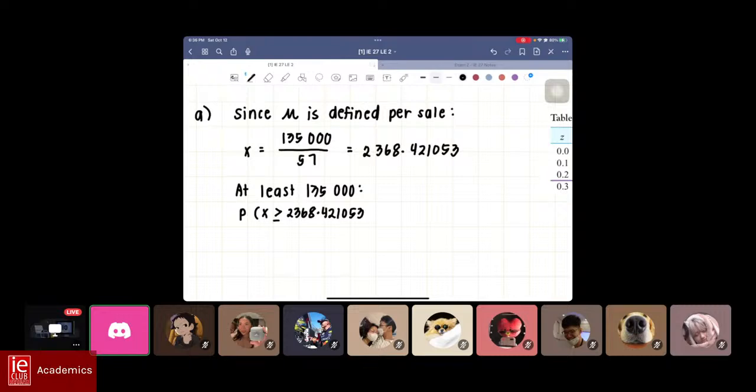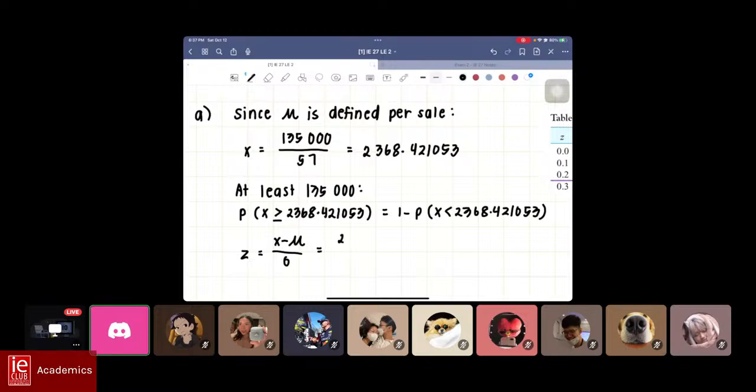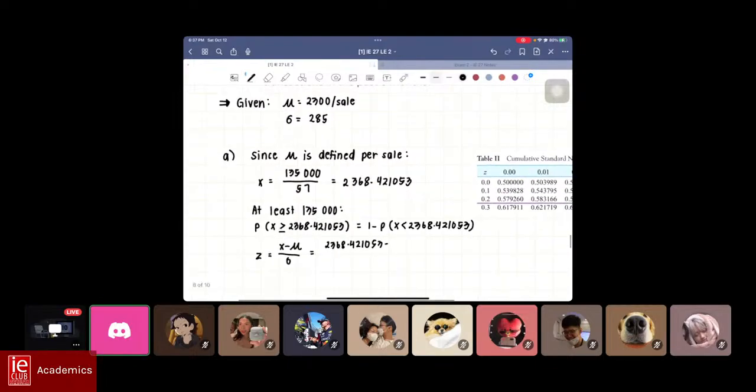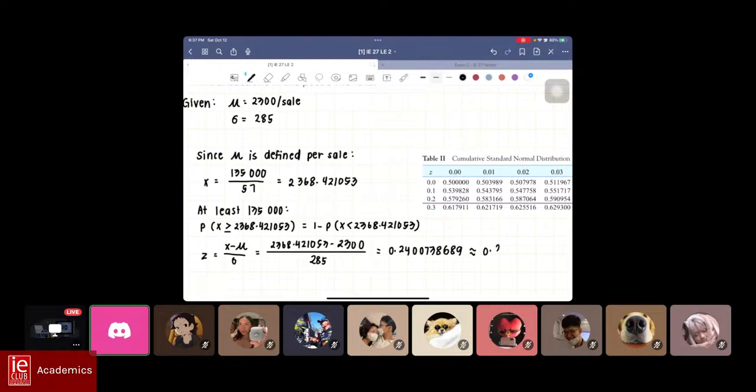So probability of at least 135,000 for 57 transactions would be probability that x is greater than or equal to 2,368.42105. So that's equal to 1 minus probability that x is less than 2,368.42105. And then since it's given that it's normally distributed, we can use the formula z equals x minus mu over sigma. So that's equal to 2,368.42105 minus 2,300 over 285. So that's equal to 0.2400738689. So since the z table usually shows 2 decimal places, we can round it off into 0.24.